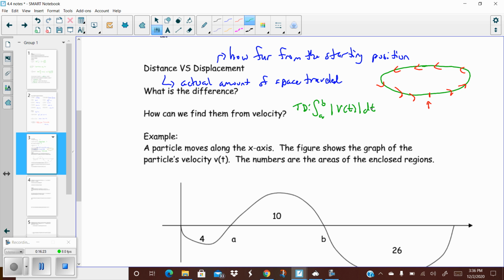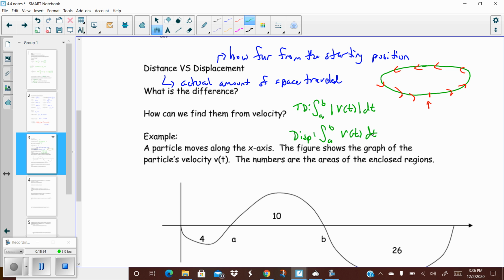Whereas the displacement is still the integral from A to B, but it's just the integral of the velocity, because you can have negative velocities. You can have negative positions. So this is going to take into account the fact that we could have gone forward and backward and forward and backward again. It's going to add up all the positives and negatives and just tell us how far we were away from where we started.